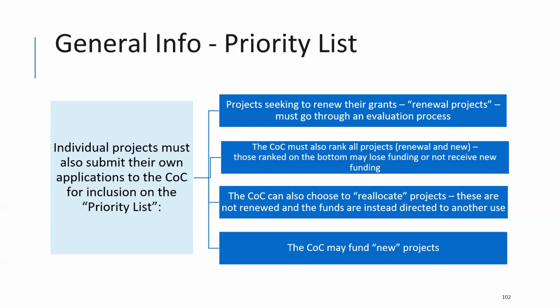The CoC can also choose to reallocate projects. These are projects that the CoC is choosing not to renew, and the funds are directed to another use. That can be a full reallocation or a partial reallocation, so you're not funding the project at all, or you're funding it at a reduced level. And reallocations can also be voluntary. So if an organization decides they don't want to operate their project anymore, the CoC can basically take that money back and use it for another purpose.